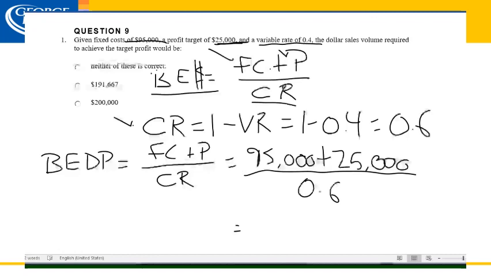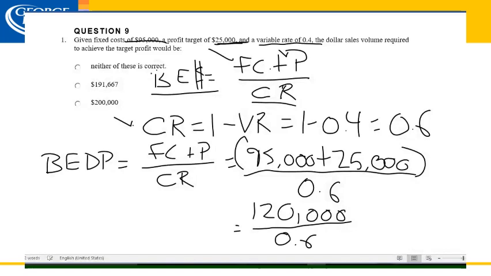Now if we throw that into a calculator, first we add the top part of the equation, so 95,000 plus 25,000, we get 120,000 divided by 0.6. And now we do the division, so 120,000 divided by 0.6. We get a sales level of 200,000. Okay, so 200,000. In this case, we would pick C again.